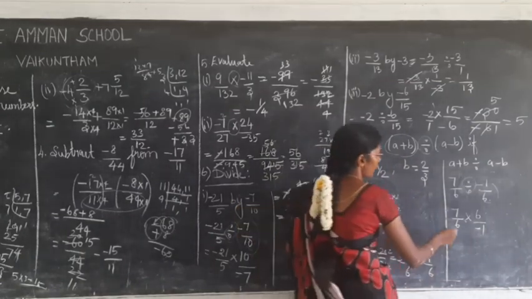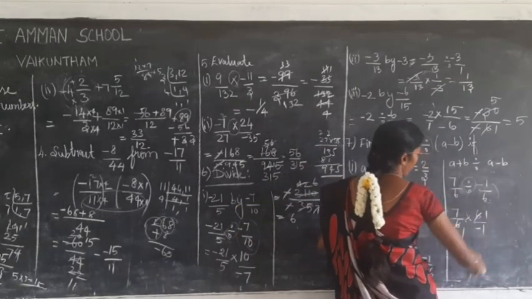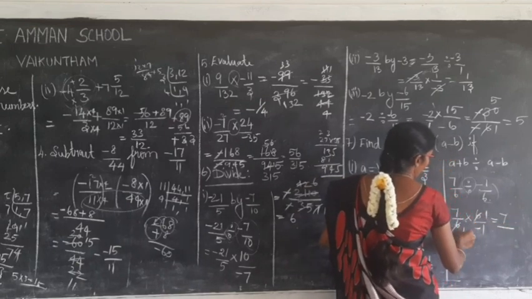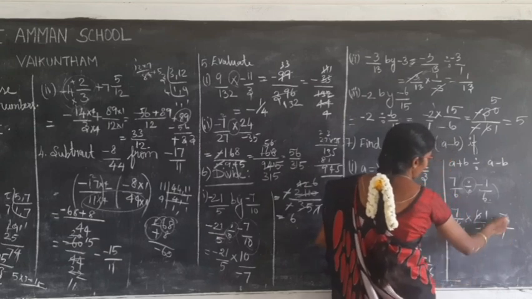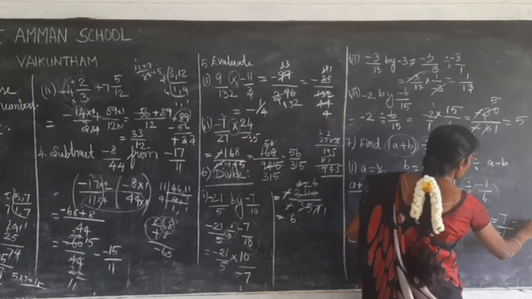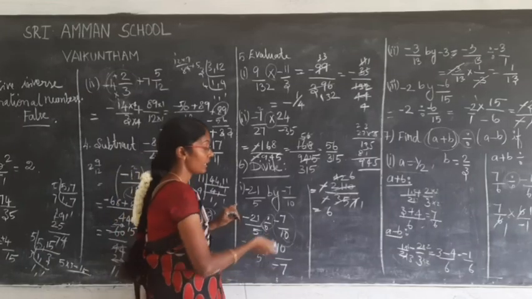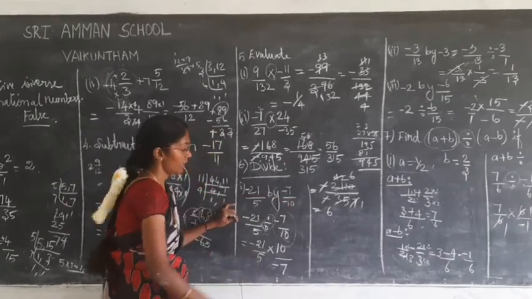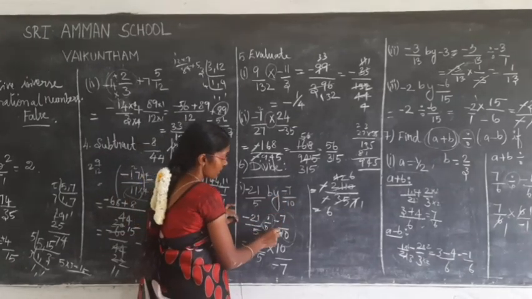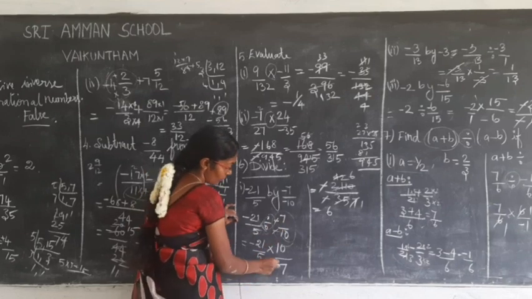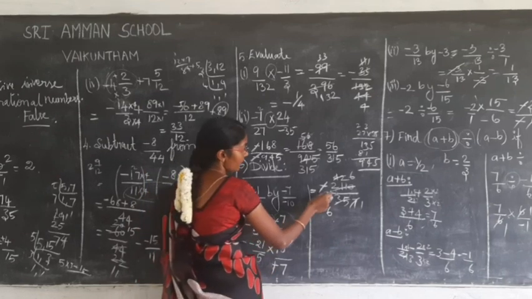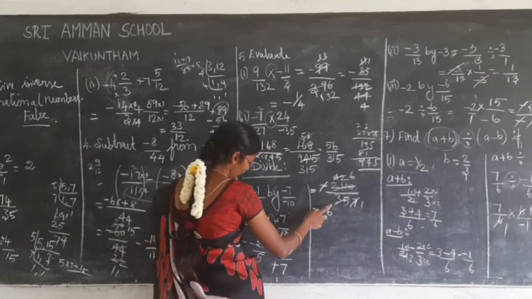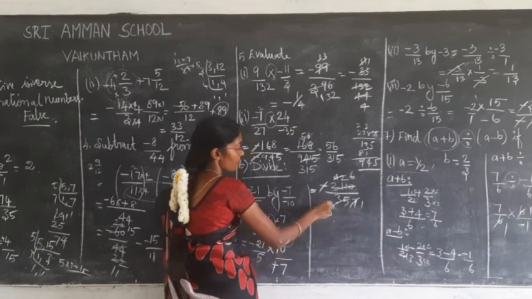Okay, clear? So 6 and 6 cancel. So the answer is 7 ones are 7 divided by 1 into minus 1, minus 1. So 7 by minus 1, you will get minus 7. So students, see here, I have mistakenly written the question as minus 7 by minus 10 here. So minus divided by minus, you will get plus. So here plus, so the answer will be minus 210 divided by 5 sevens are 35. So the answer will be minus 6.